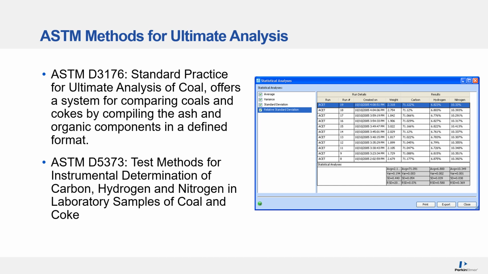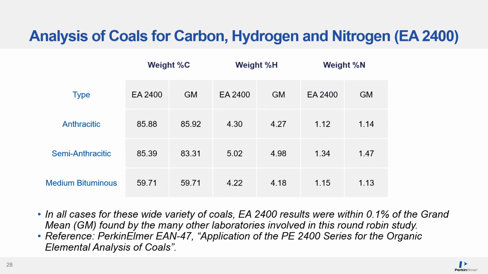ASTM D3176 and ASTM D5373 methods describe the standard procedures for using the ultimate analysis for coal and coke. You can reference these methods on your own. ASTM Committee D5 has specified methods of homogenizing and pulverizing coal samples prior to analysis. This will be important to get a reproducible data set out. But here you can see a table that shows accuracy of percent carbon, percent hydrogen, and percent nitrogen of some typical coal samples determined using the EA2400. Details about this study can be found in the listed application note below.